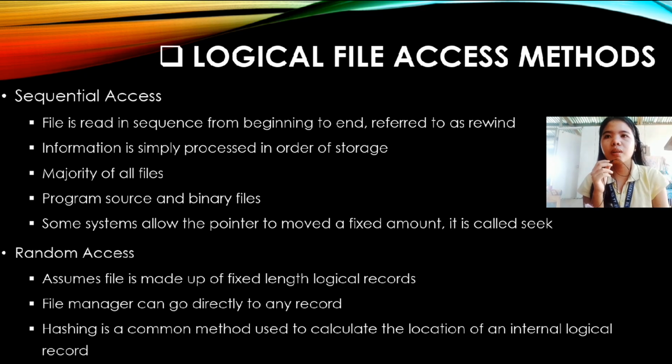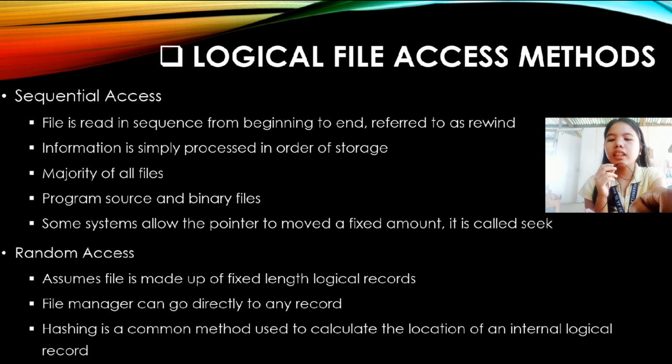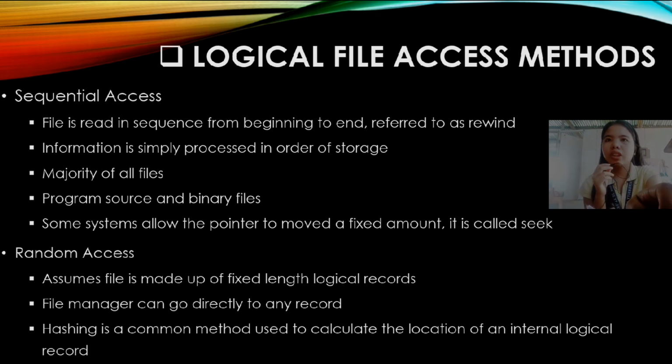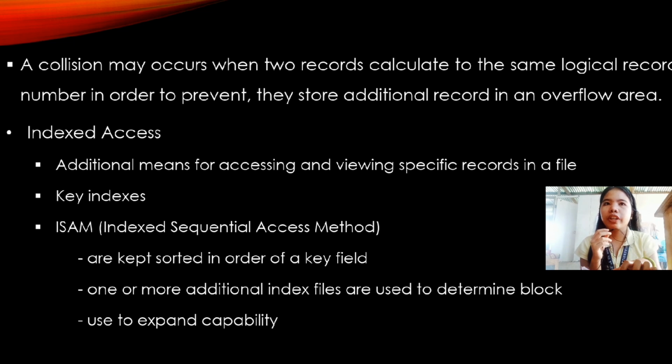Next, random access assumes file is made up of fixed length logical records. Next, file manager can go directly to any record. Third, hashing is a common method used to calculate the location of an internal logical record. Hashing is based on some simple algorithm that calculates a logical record's number. If two records calculate to the same number, in order to prevent a collision, they store the additional record in an overflow area.